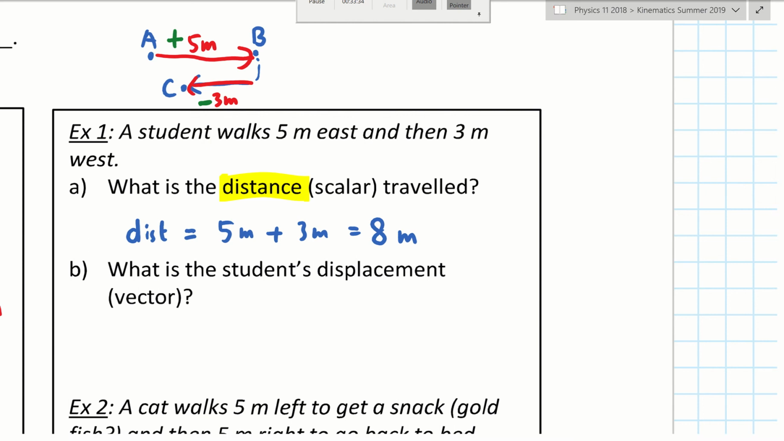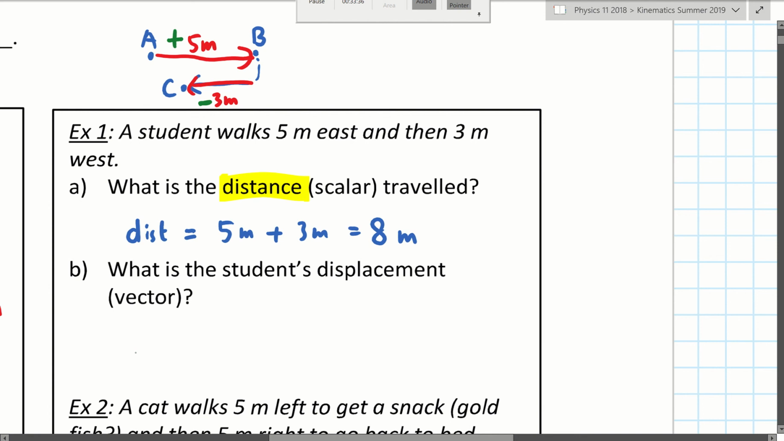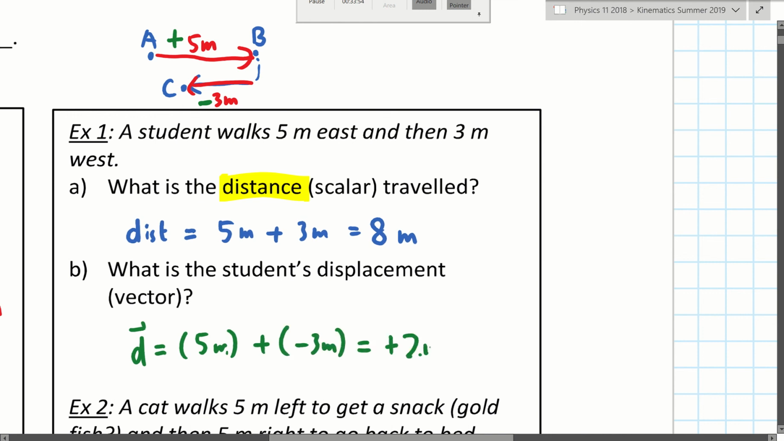But what is your displacement, which is a vector? So now you need direction. So your displacement is going to include the direction. So you're supposed to add the two changes in location together, but the first one is a positive 5. The second one is a negative 3. So therefore, overall, it's a positive 2 meters.